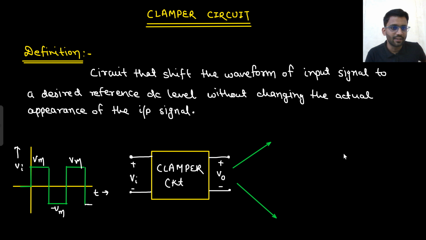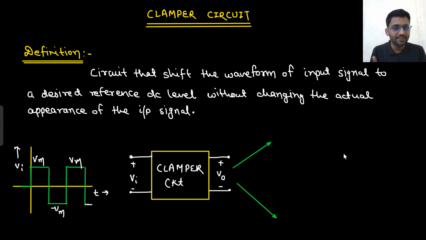Hi everyone, so we have studied the clipper circuit in the previous videos. Now we are going to study the clamper circuit. So what was the clipper circuit doing? It was clipping the undesired part of the input signal without changing the rest of the signal.